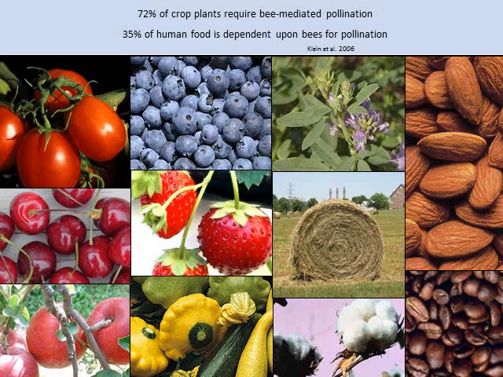Pollination is important to agroecology because 72% of crop plants require bee-mediated pollination, and 35% of human foods are dependent on bees for pollination. So if we had no bees, it would reduce our food by over 35%, and we'd miss out on a lot of things we really need and want, like blueberries and strawberries and tomatoes and other things that really require pollinators.